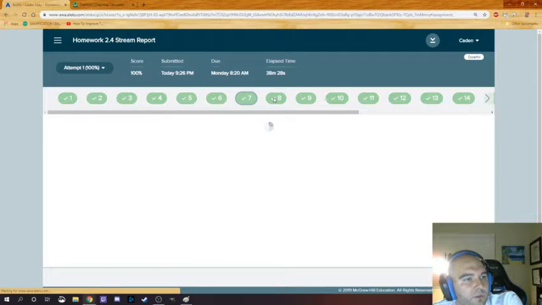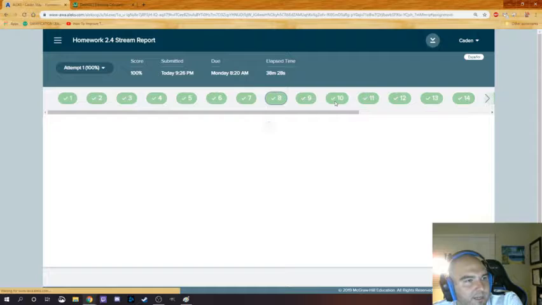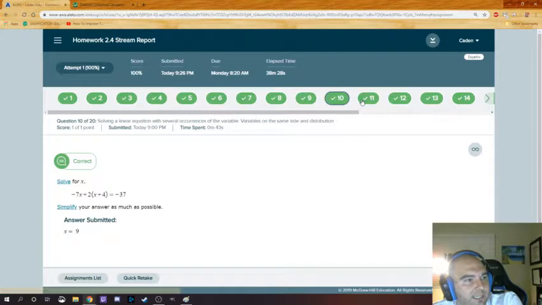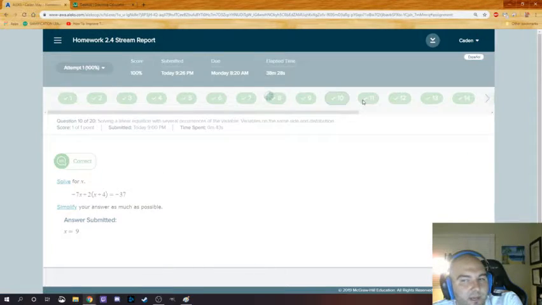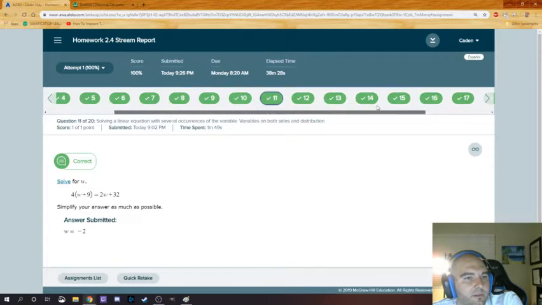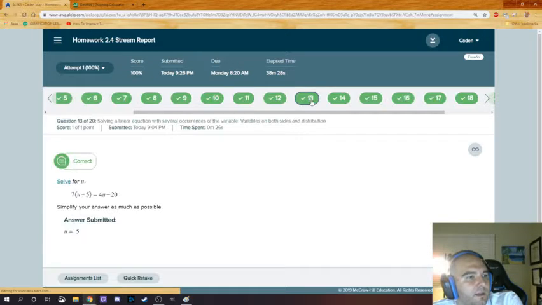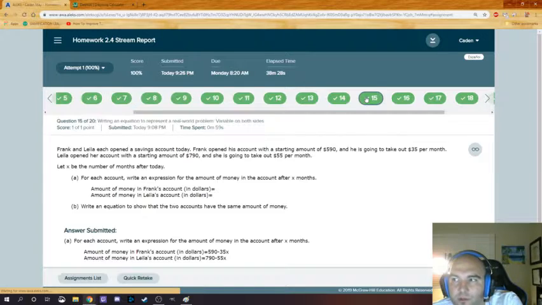We had problems with the variable inside a parenthesis that needed to be distributed to and then combined together, either on the same side or on opposite sides. Distribution on same side, distribution on opposite side. So a little mix of everything. And then we had problems, I think 13, where this one had distribution on opposite side. Okay, cool. There's more of those.